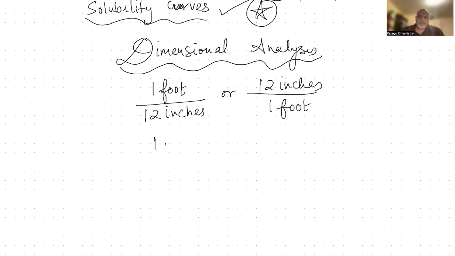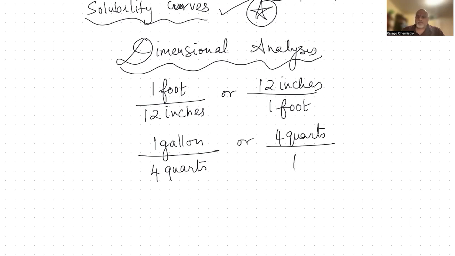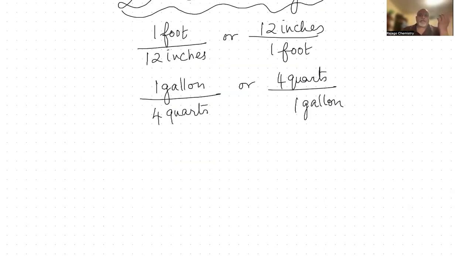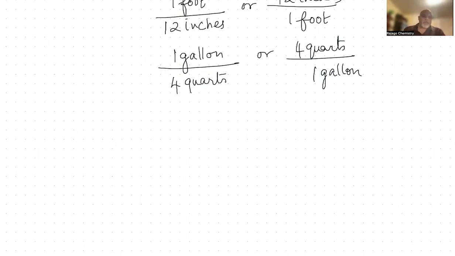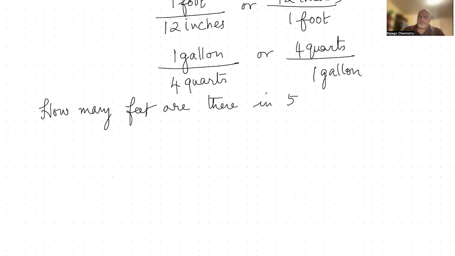Similarly, 1 gallon is 4 quarts. Or I can write 4 quarts as 1 gallon. So how do we use dimensional analysis? Using dimensions is very important for solving all the problems of chemistry. So let's take a question. How many feet are there in 55 meters?